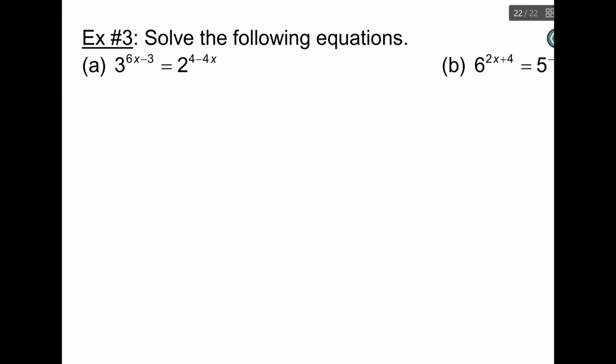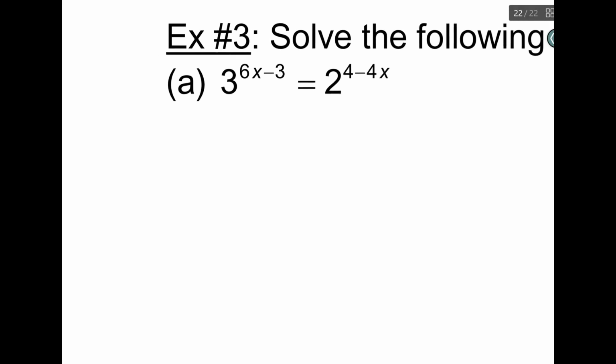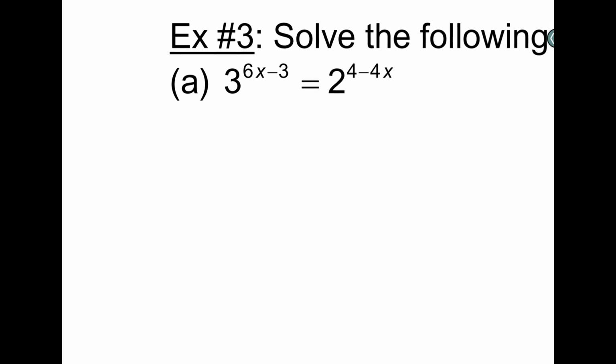And now comes the fun part. Solve the following equations. Okay. So I see that 3 and 2 are both prime. They cannot be written in terms of each other. I can't write 3 as 2 to some power because I don't want decimals. That's not fun.